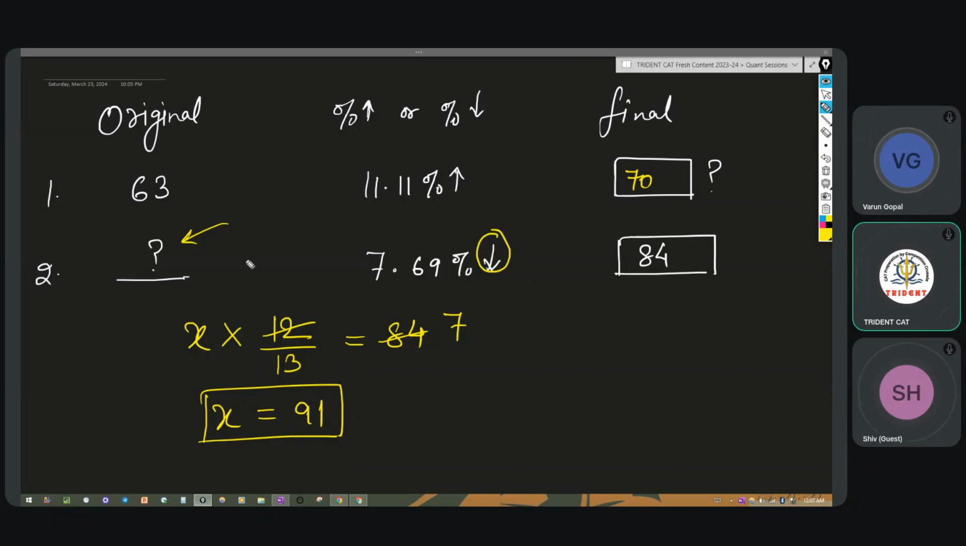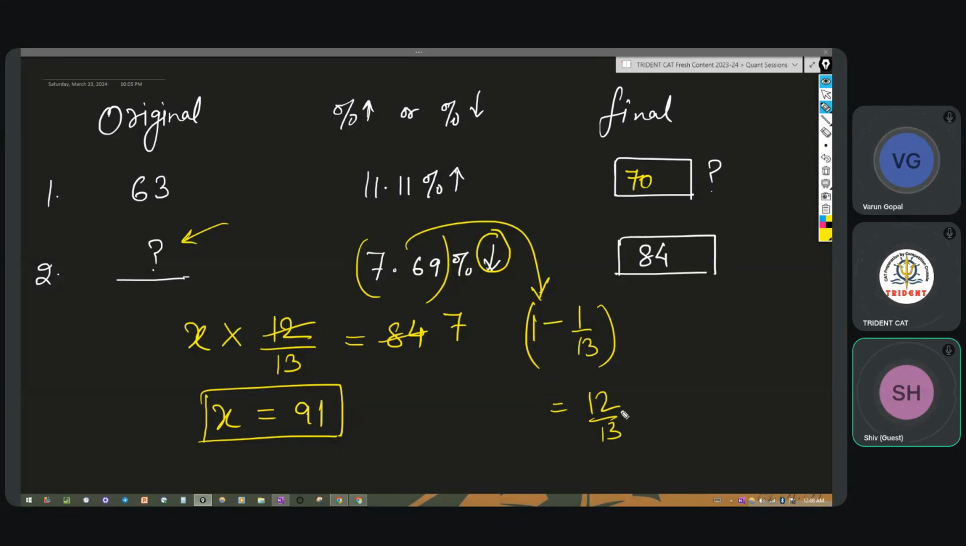Shiv, are you clear with this? So I'm just breaking that down. 7.69. Shiv, just a minute. See, for the multiplying factor, for a decrement we are looking at 1 by 13. So is it not going to be 12 by 13? 12 by 13. Yes, sir. Okay, I think you are now clear. Yes, sir.